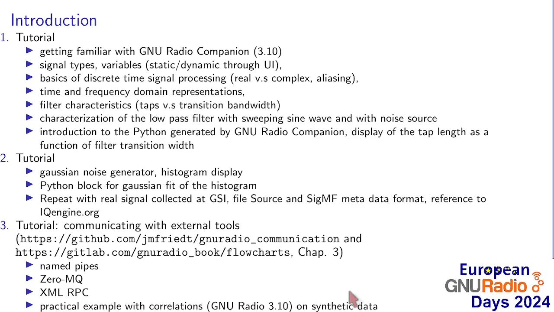GNU Radio is very efficient in processing the streams, continuous data, but maybe at the end you want to analyze packets, you want to do a correlation, or you might want to do operations that are not best suited for GNU Radio. So the first approach, that we will not develop, is using named pipes.